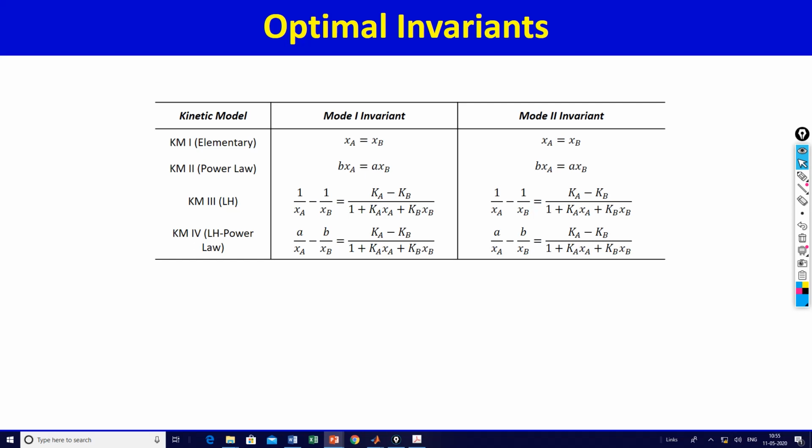Notice XA is equal to XB for elementary reaction kinetics, B times XA is equal to A times XB. In both these cases, we are basically saying for elementary kinetics, XA by XB should be equal to 1. For power law kinetics, we are saying XA by XB should be equal to A by B. But for both these kinetics, what we are basically saying is A by B in the reactor should be a particular value. The ratio of A to B should be fixed.